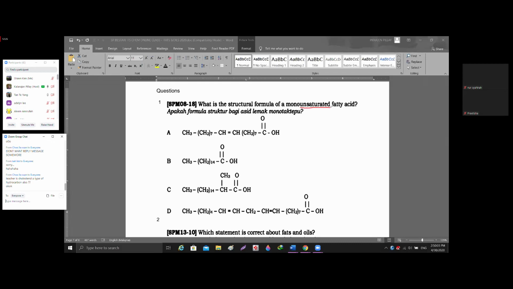Unsaturated fatty acid. Remember the word fatty acid. So let's check first. All the fatty acids have COOH. Can you see that? Okay, COOH. This one also COOH. This is also COOH.